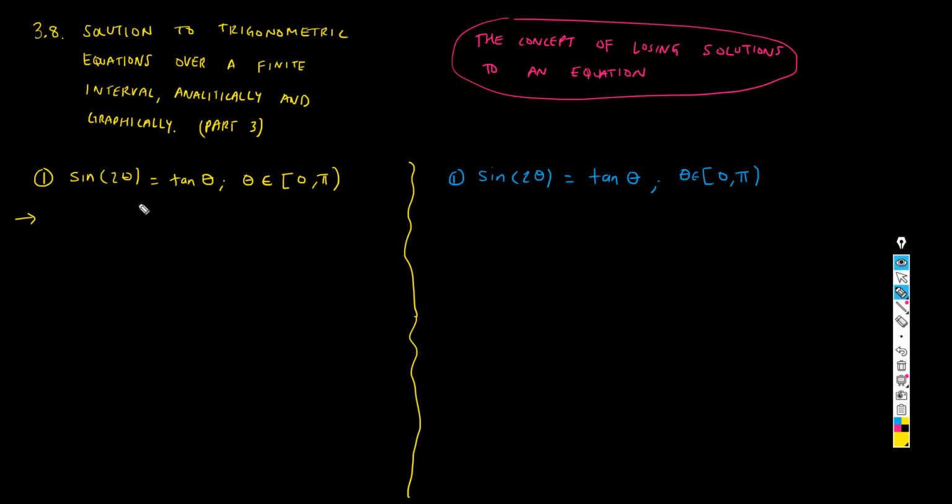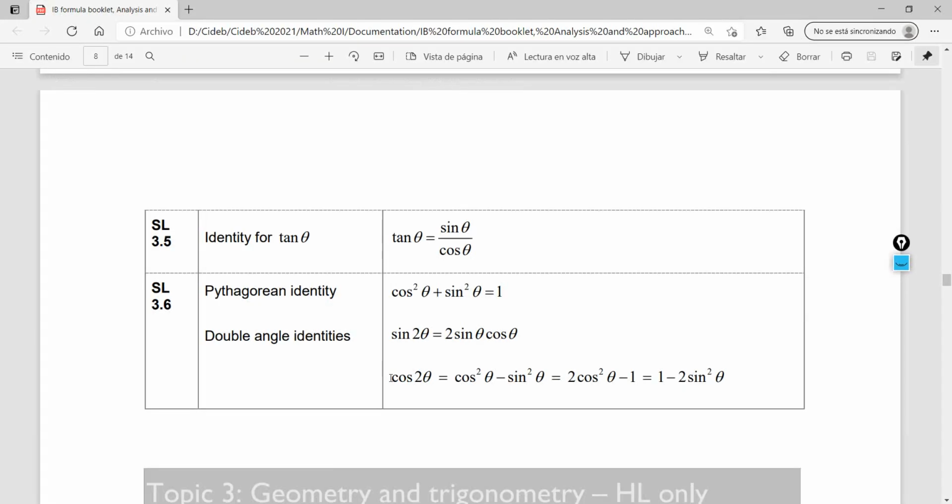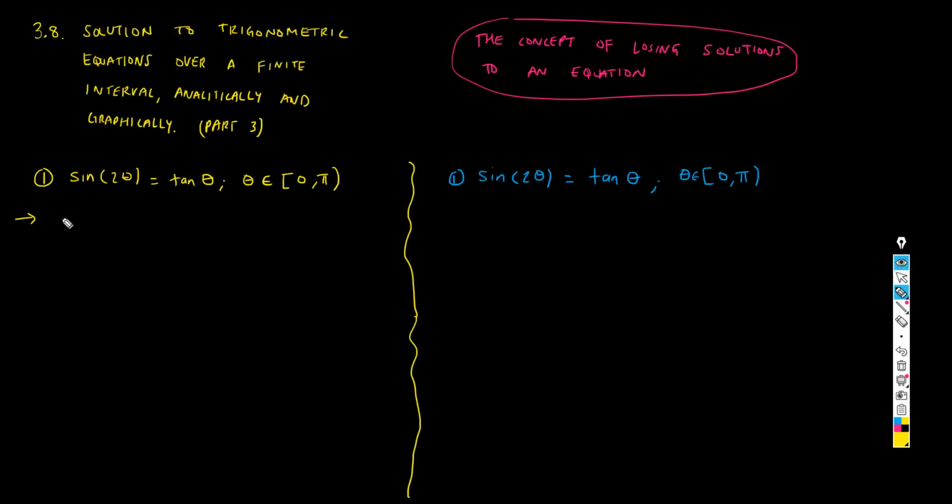So in here, what I'm gonna do first is transform sine of 2 theta by using one of the identities in the booklet. This one, sine of 2 theta equals 2 sine of theta cosine of theta. I'm going to use this identity. So here we go. And for tangent of theta, I'm going to write sine of theta over cosine of theta. Okay, that's how I first start.